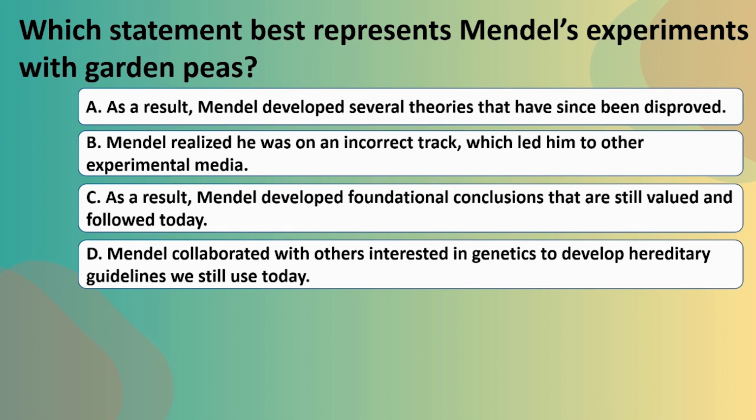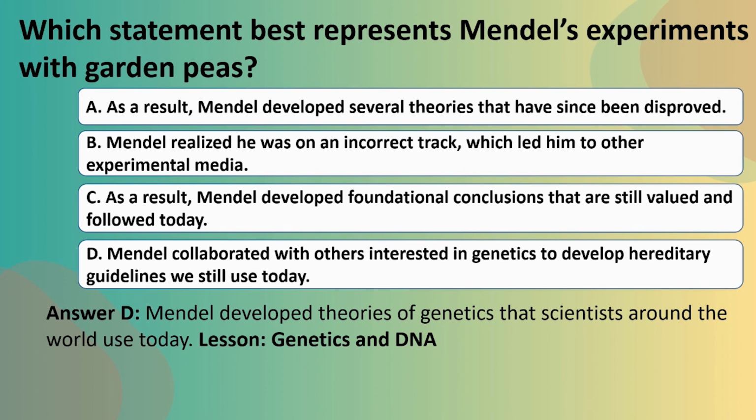So looking at our options and remembering our material, Mendel is actually the father of genetics, and he had a theory of heredity. So where does that leave us? With option D. Mendel developed theories of genetics that scientists around the world still use.